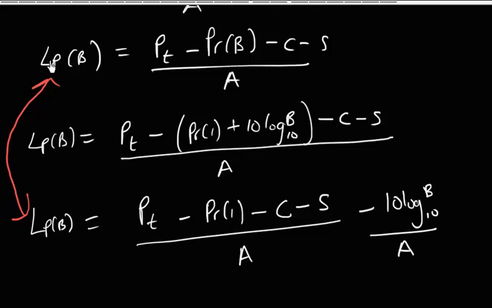This is LP of B, right? This will be R1. So this will be LP of 1. When B is here, anything is here. That should be here. So this guy will be LP of 1 minus 10. Log B is 10 over A. That's it, LP of B. So I proved it already.